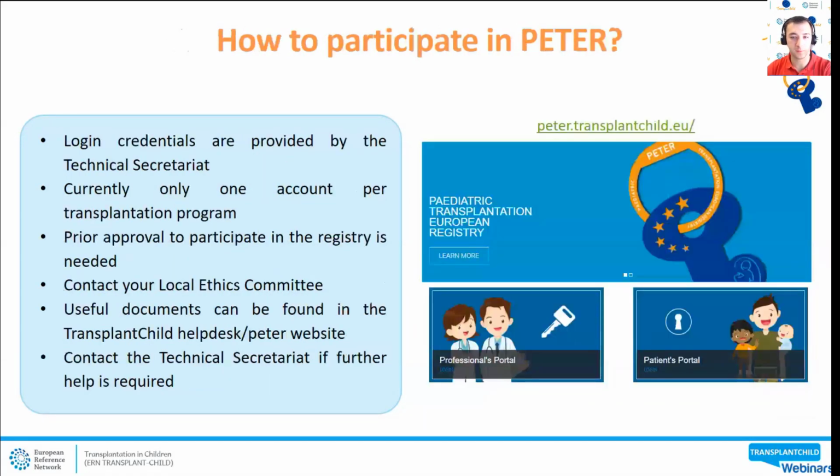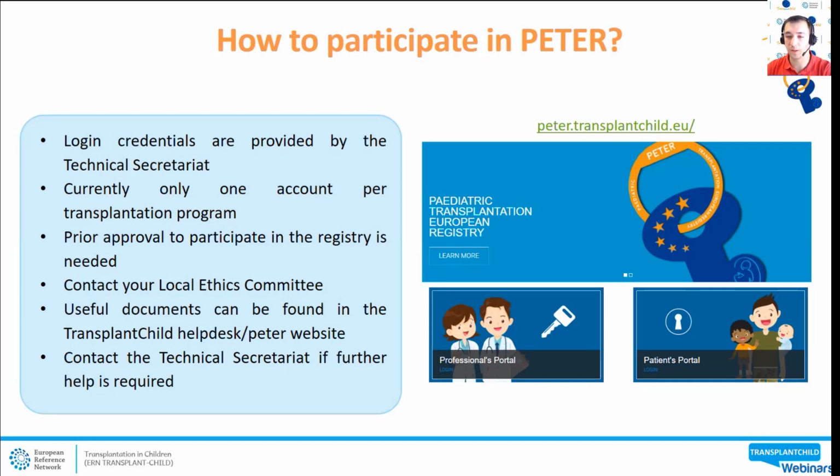How can I participate in the Peter registry? Well, the Peter registry can be accessed either from the TransplantChild website or from the Peter website. It requires login credentials that are provided by the technical secretariat. So if you are in need of credentials, please let us know. Currently, only one account per transplantation program is provided. But the most important thing is that prior approval to participate in the registry is needed.